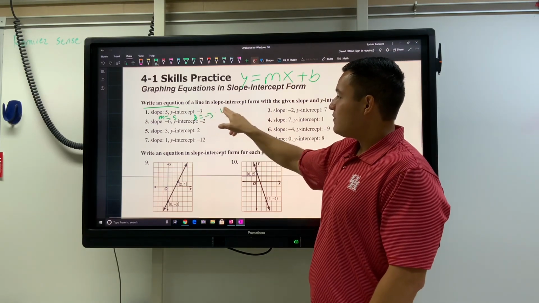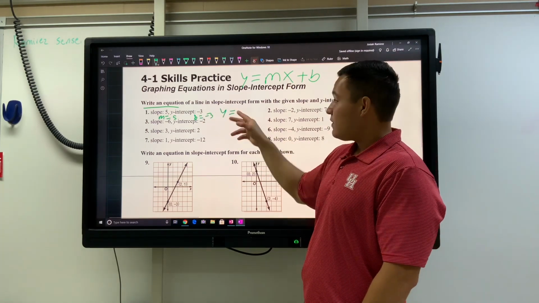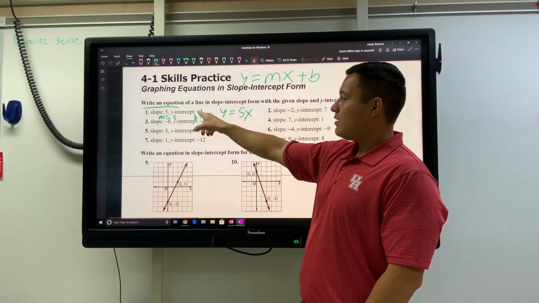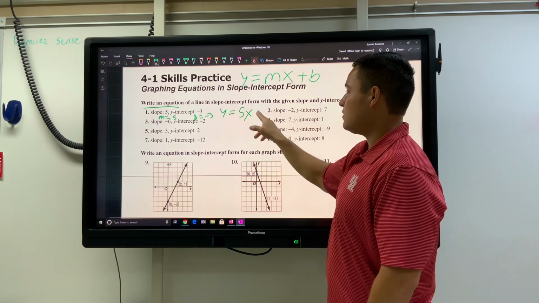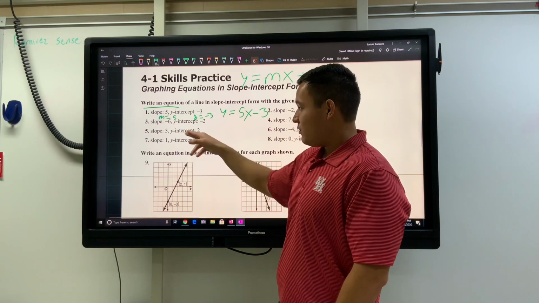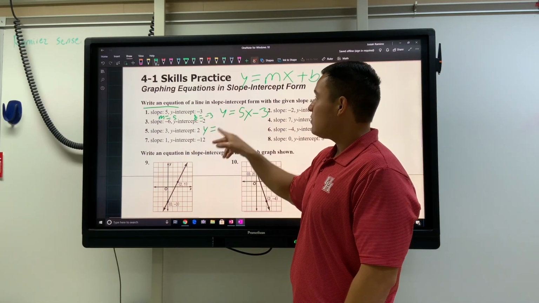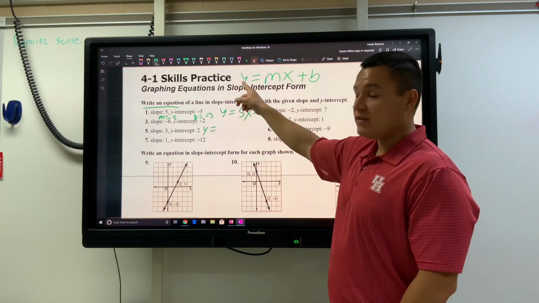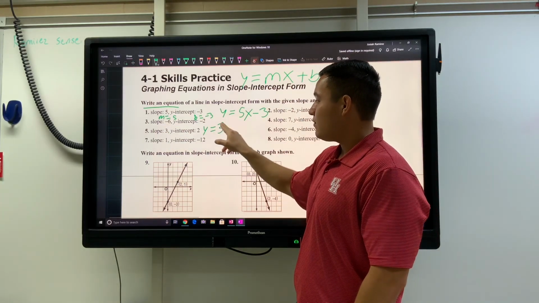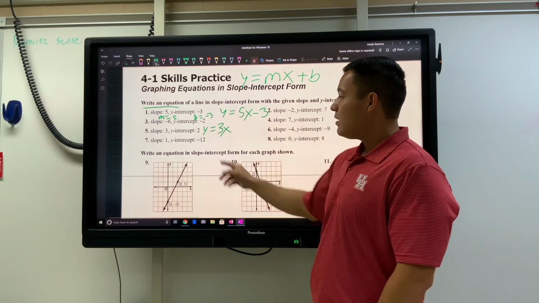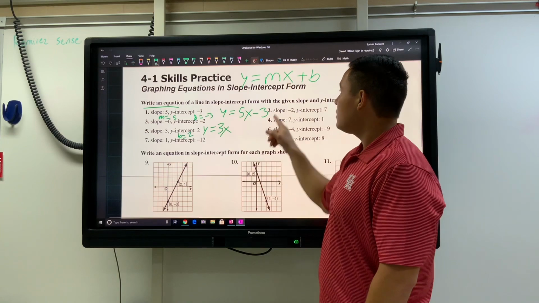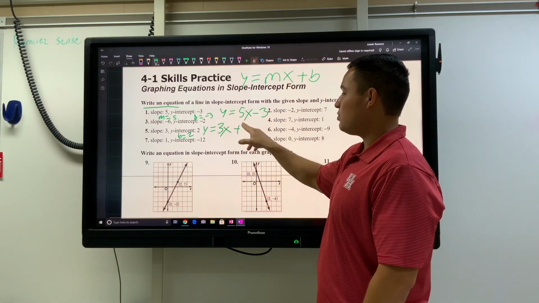So if my slope is 5, then y is going to equal 5x, and then negative 3 is going to go for b, so minus 3. Let's do it again for number 5. The output is always going to equal the slope times x, 3x, and then for the y-intercept, b is equal to 2. So where the letter b is, we're going to put plus 2.